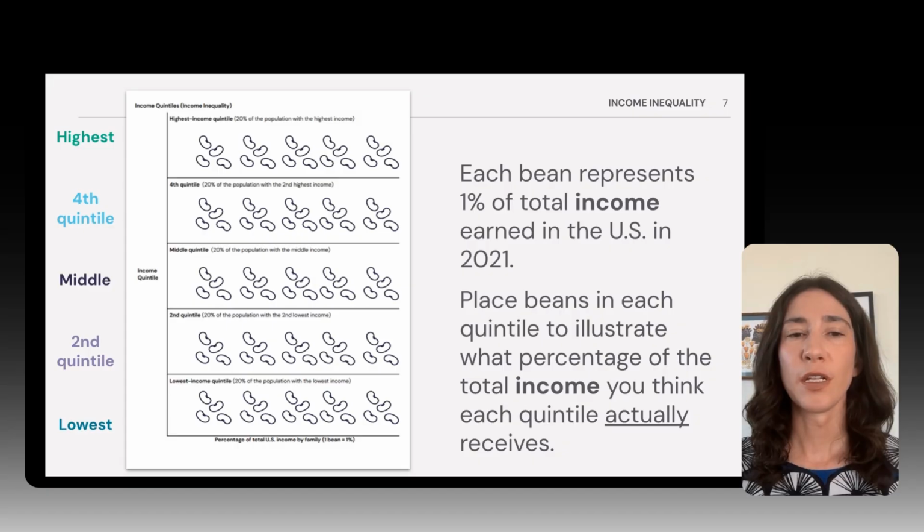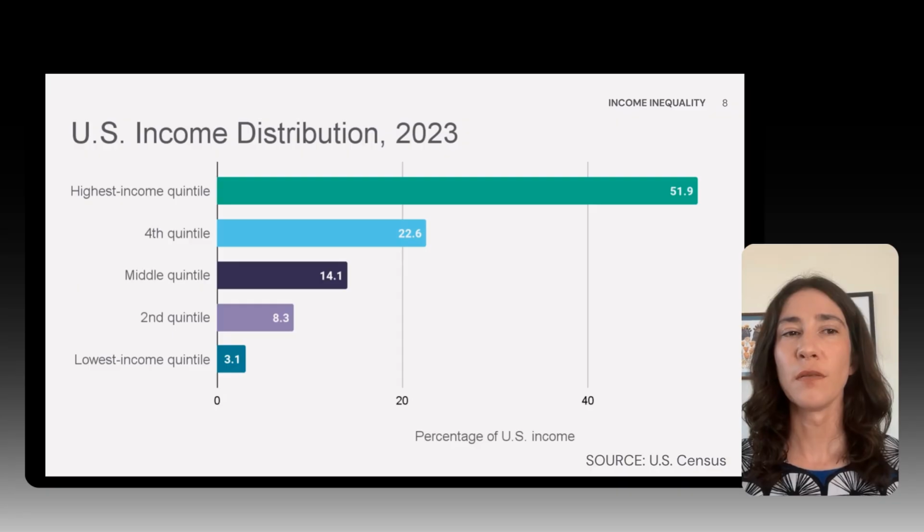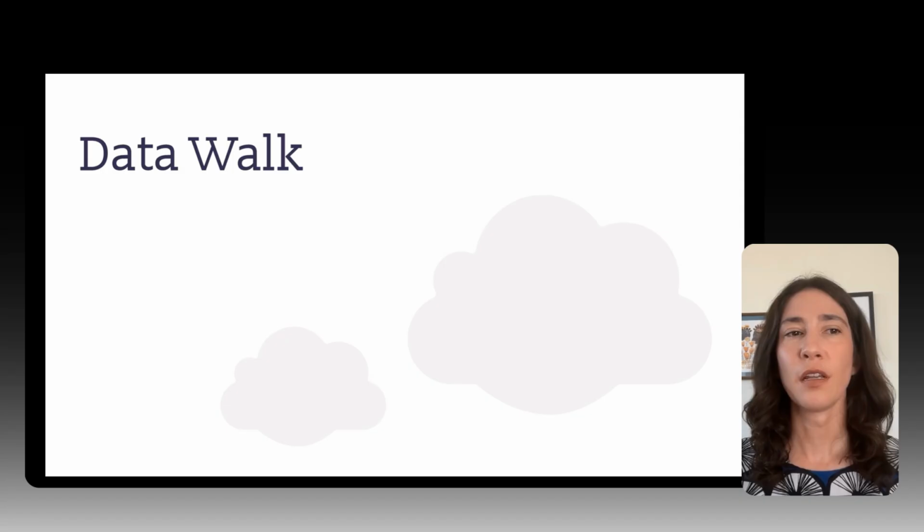After they do their prediction, we'll reveal the reality of U.S. income distribution. And then after we complete that portion of the class, we'll do the data walk activity.